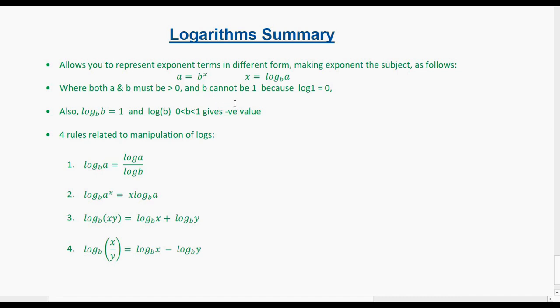In addition, the value of the base b in this form cannot be 1 because log 1 is equal to 0. And that's a problem because slightly further down we have rule 1, which shows that this logarithm form can be represented as log a over log of base b, which is the number in the middle. So if b is equal to 1, you'll be dividing by log b, meaning log 1, which is 0. And we know we can't divide a number by 0.